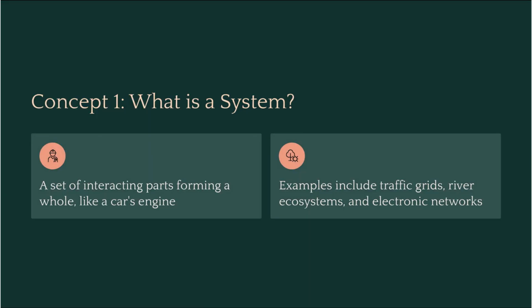To understand these ripples, we must understand concept one. What is a system? A system is defined as a set of interacting parts forming a whole. Think of a car's engine. It's not just a block of metal. It's pistons, spark plugs, and fuel lines all working in unison. Other examples include traffic grids, river ecosystems, and electronic networks. In optimization, we can never look at just one part. We must look at how the whole machine functions together.